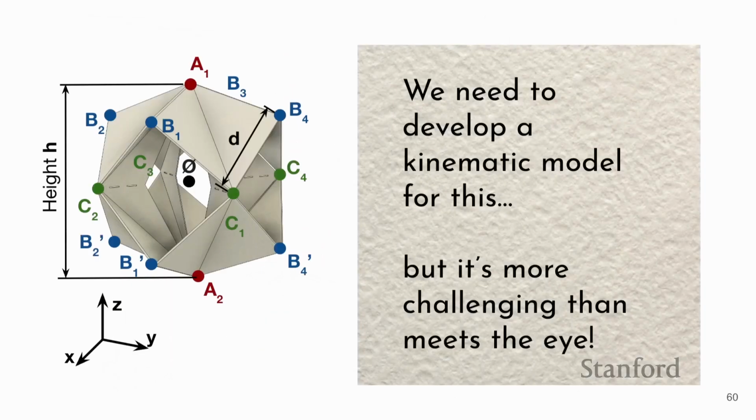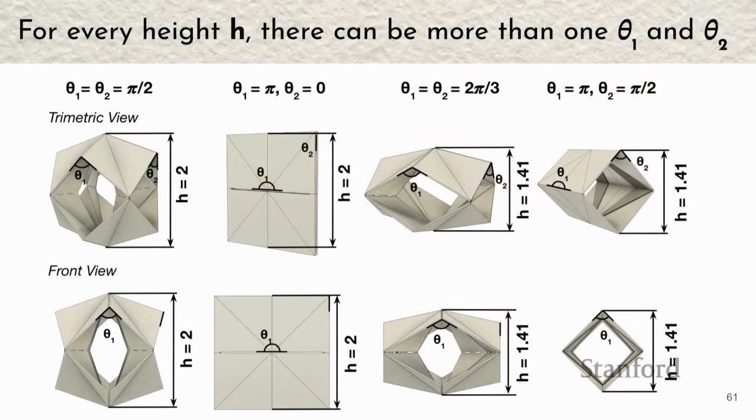And we do need to have a kinematic model for this if we're going to do the next step and put it into the generative model to create the tessellations, but it's actually a little bit challenging. The reason is that if you have a height h, then you can have more than one state. For example, if we have h equals 2, then it could be completely flat, or it could be rotationally symmetric. So it just makes it a very complicated system to try to solve.